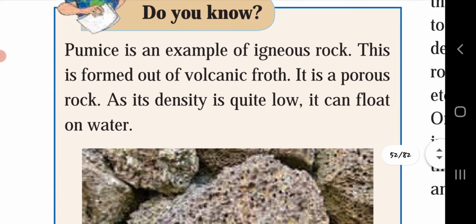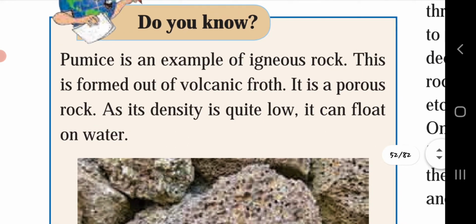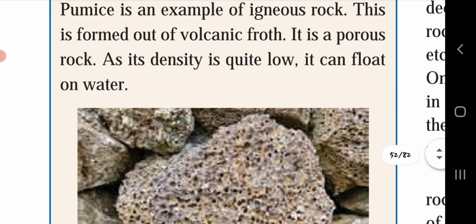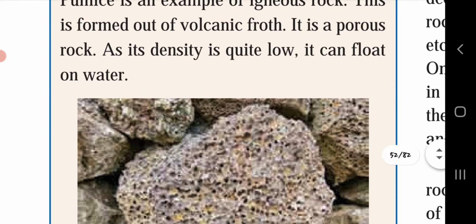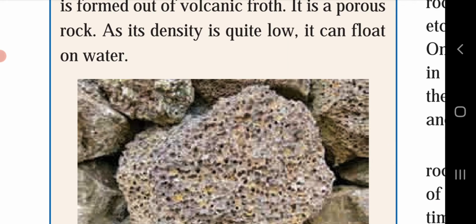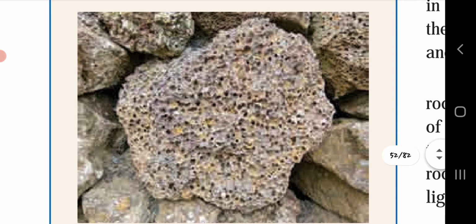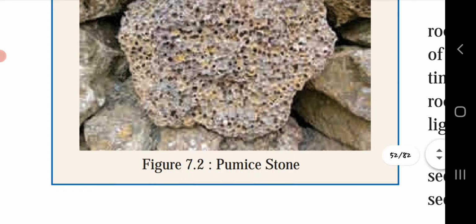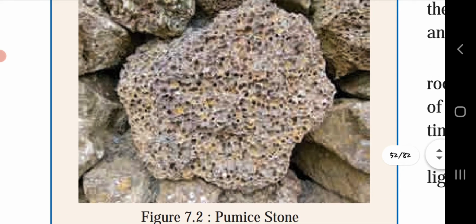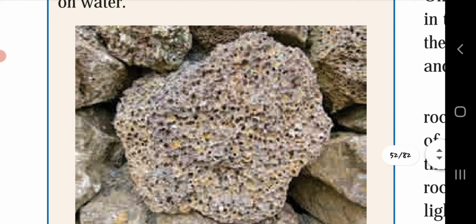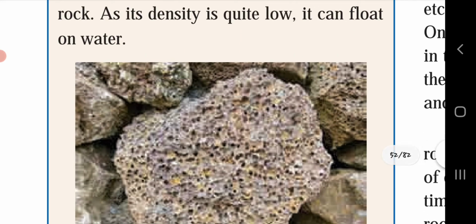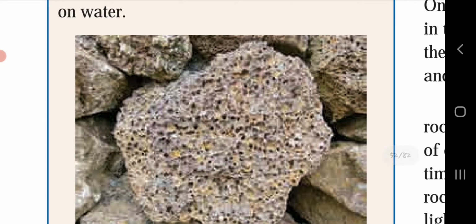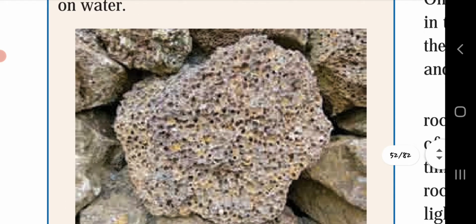Do you know? Pumice is an example of igneous rock. This is formed out of volcanic wood. It is porous rock. As its density is quite low, it can float on water. So here this rock is one of the types of igneous rock. Pumice stone we call it, because it is having different types of pores. You can see the small holes, that is pores, and this is a light-weighted rock, so this rock can float on water also.